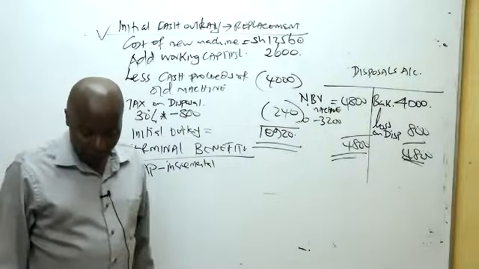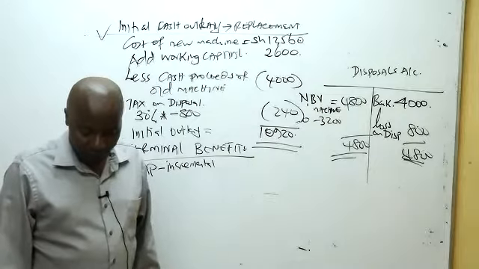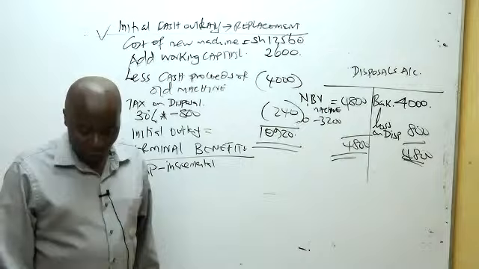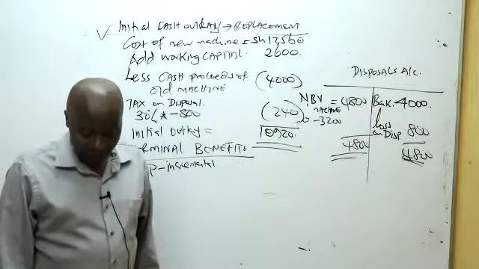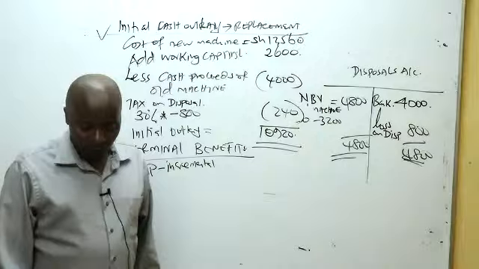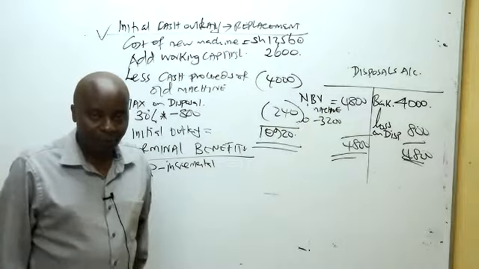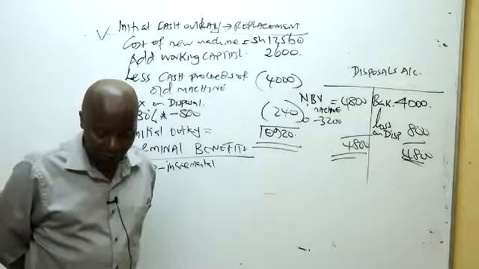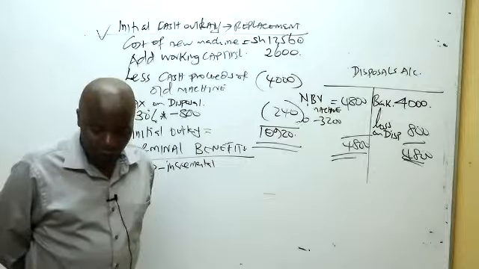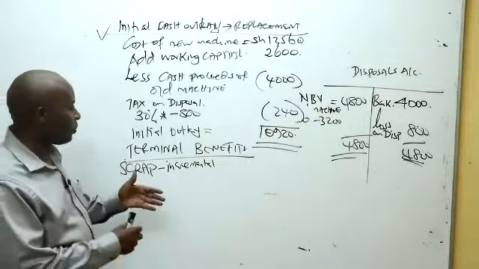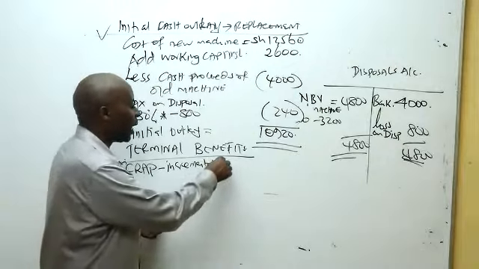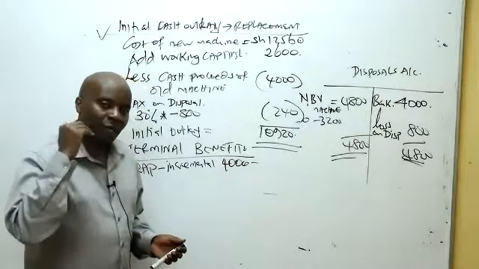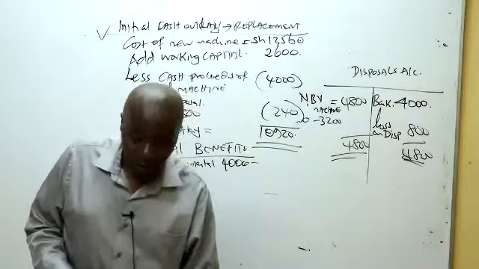The new machine. Remember they told us there, ladies and gentlemen, that the new machine is expected to cost how much? 12.56 million with a salvage value of 4 million, at the end of its useful life of 5 years. So the salvage value of the new machine is 4,000 minus the salvage value of the old machine.